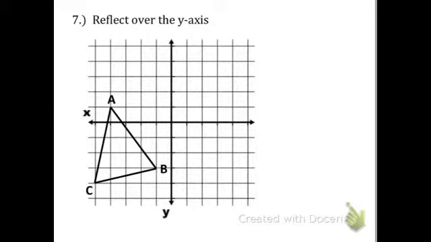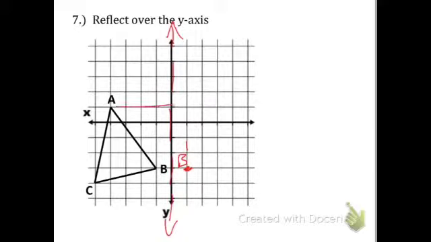Moving over to 7, reflecting over the y-axis. I'm going to highlight that I'm reflecting over this. Again, how far to one direction you go on the line, that's how far you go in the other direction to get your new point. And so B is 1 to the left. To get B prime, you need to go 1 to the right.